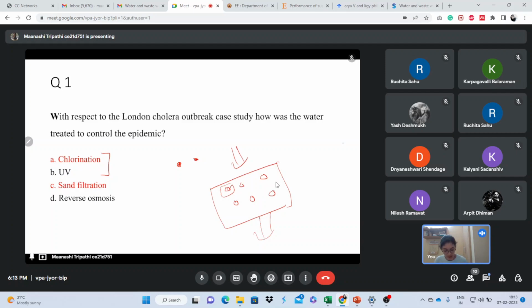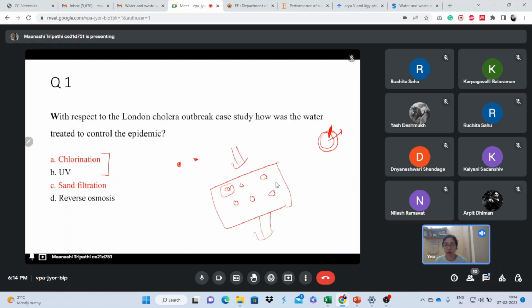So how do we kill it? When we talk about any microorganism, it will have some layers. If there is some way we can break this layer, the inside material will come out. When the inside material comes out, the microorganism is gone, meaning it won't be able to do any harm to us. So chlorination and UV are two such technologies that are used to remove microorganisms, or pathogenic microorganisms particularly.